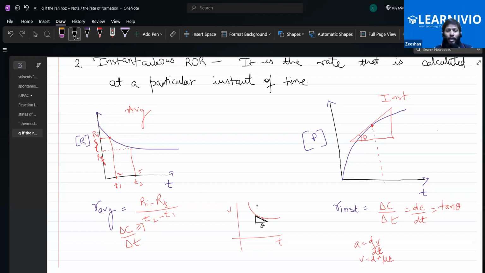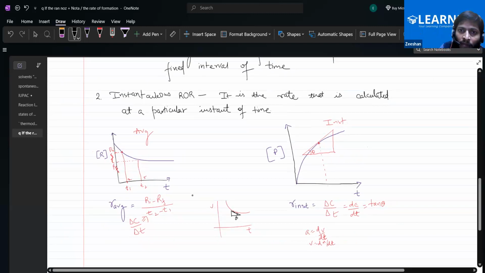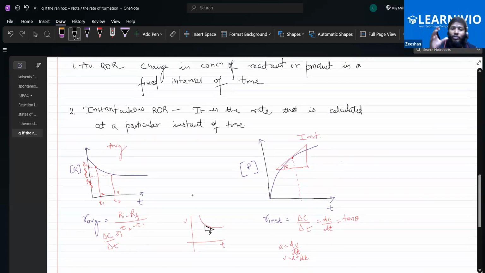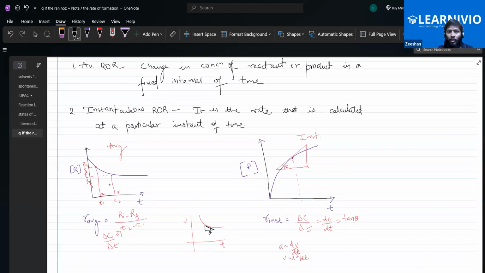Yes, sir. Actually, this is a physics thing. You only have to understand the theoretical concept. I've made the graph for you to completely grasp this. So in the average rate, you have to take an interval of time, and in the instantaneous rate, you just have to look at the instant of time.